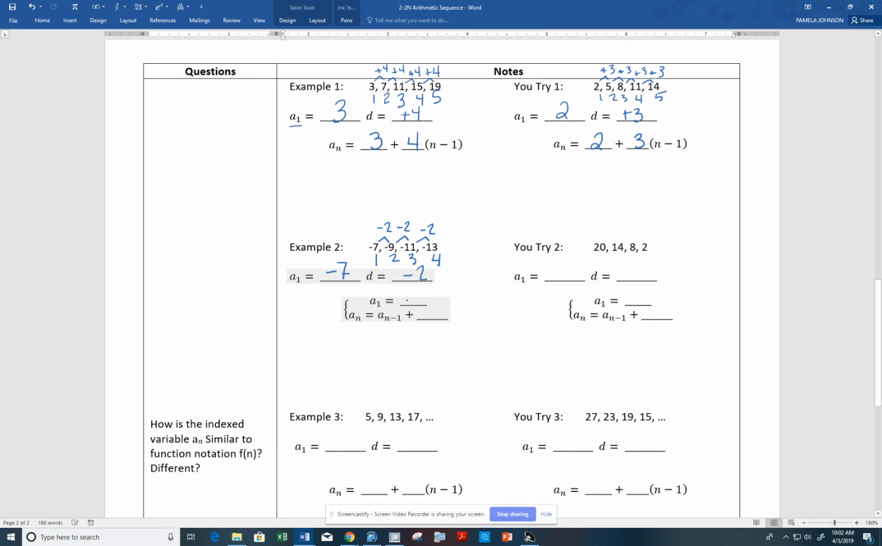So our a sub 1 is -7. A sub n is a sub n minus 1 plus -2. Okay. If it had been a positive difference, we would just put 2. Okay. All right. You try 2, pause the video, and then when you unpause it, we'll work out the answer.